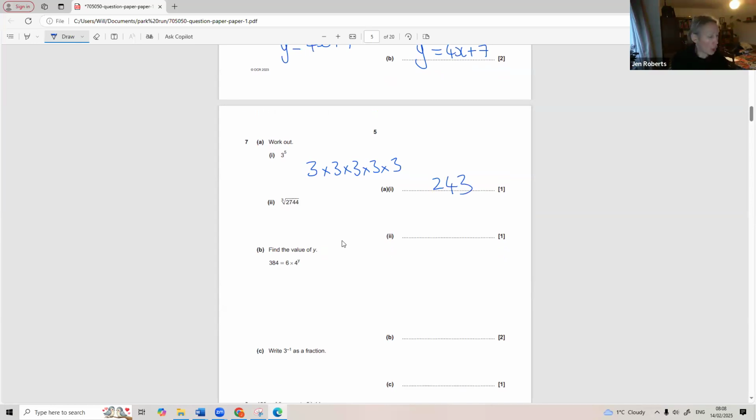And we've got the cube root of 2,744. So my cube root button is here. I don't know if you can see that. There's the square root button. The cube root button is that one in yellow above it. So you have to press the shift button and then the square root button. And it comes up with a cube root button.